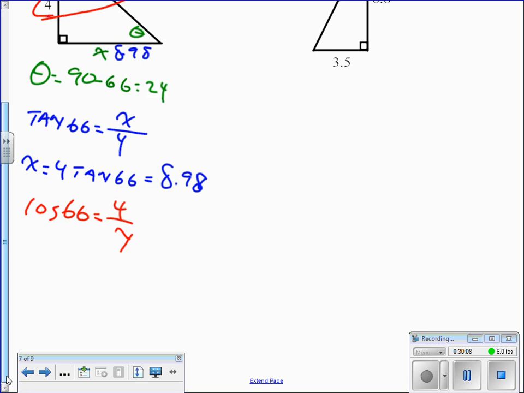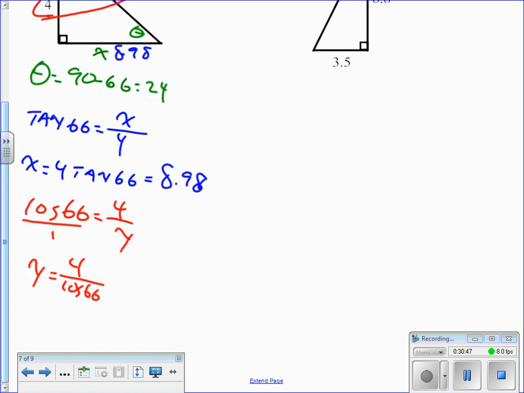No, I do not multiply both sides by 4. Because if I do that, 4 times the cosine is not what y is. Because y is in the denominator. It does not work the same way. Here's an easy trick. If you have two fractions equal to each other, you can swap the diagonals. Y equals 4 over the cosine of 66.